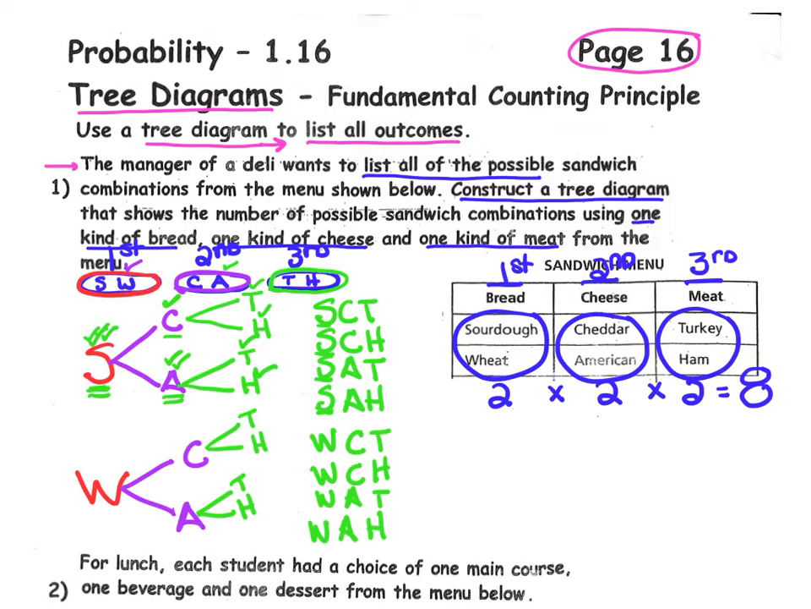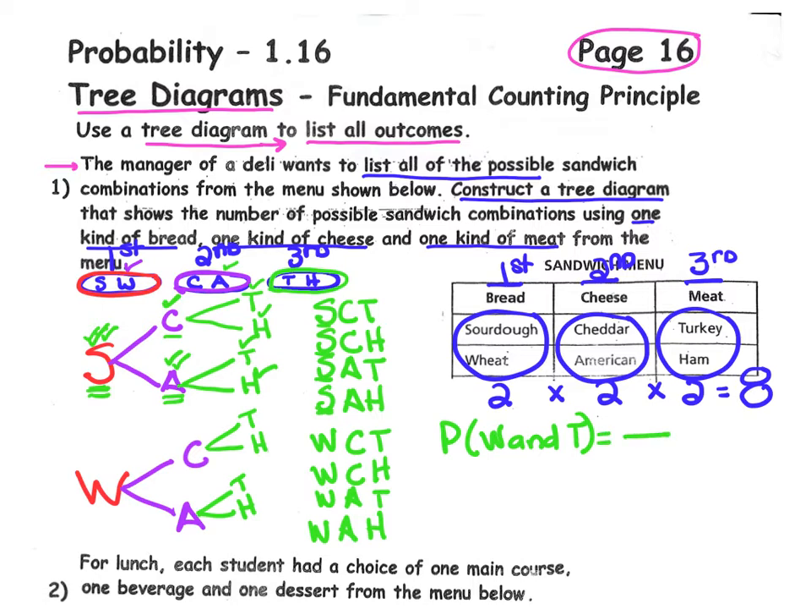Now we can use this list to figure out some probabilities. We know we have 8 possible outcomes. Let's say we write each outcome on a piece of paper, and we put those 8 pieces of paper into a hat. And we're going to draw out one sandwich combination. What's the probability that you will get wheat and turkey on your sandwich?